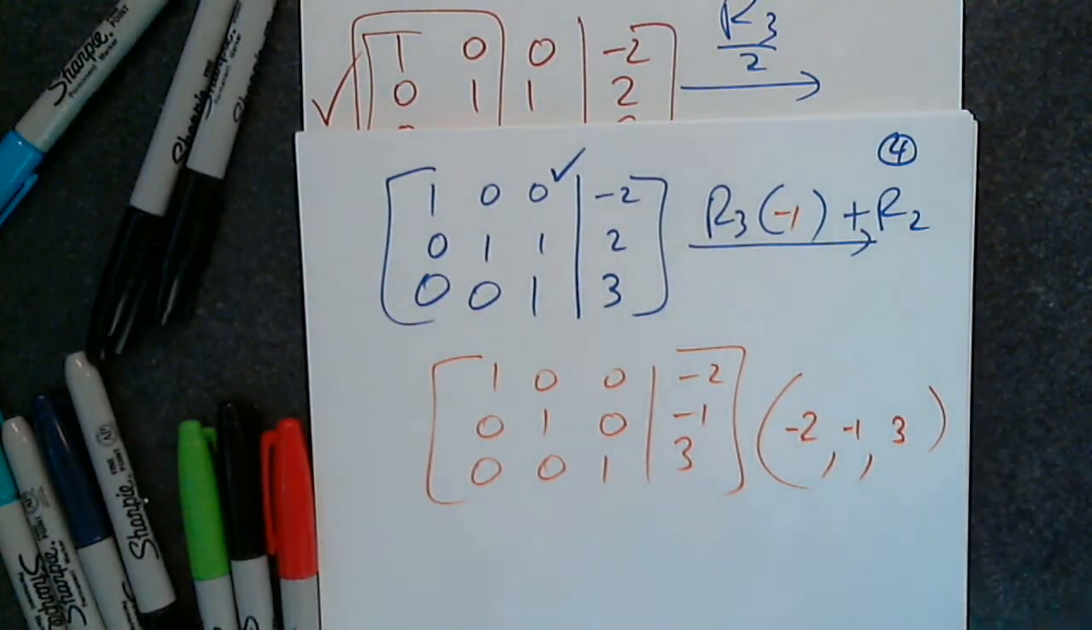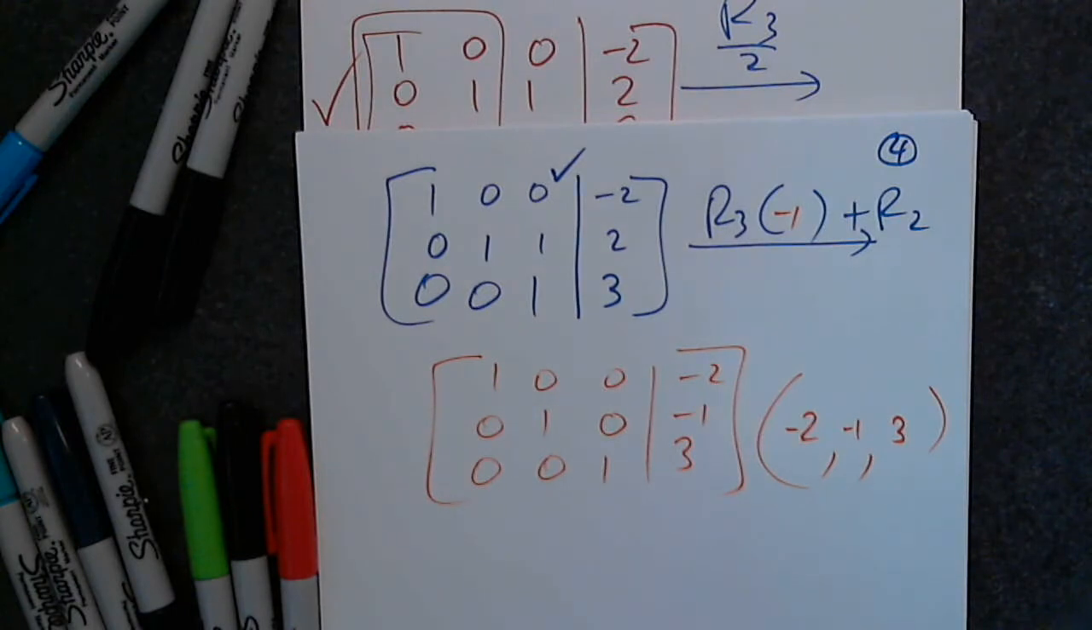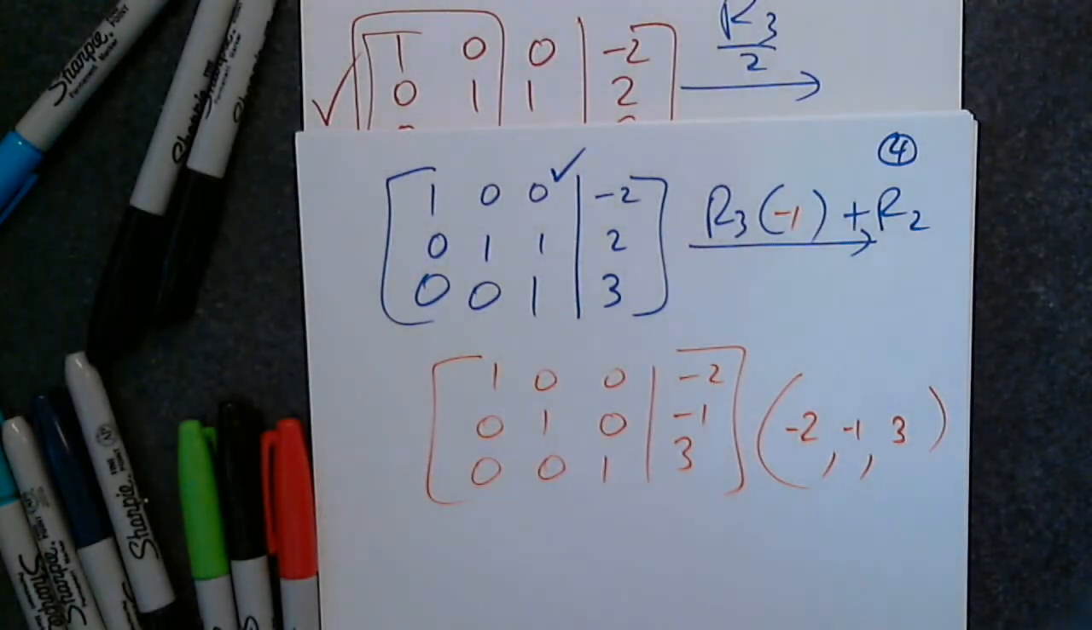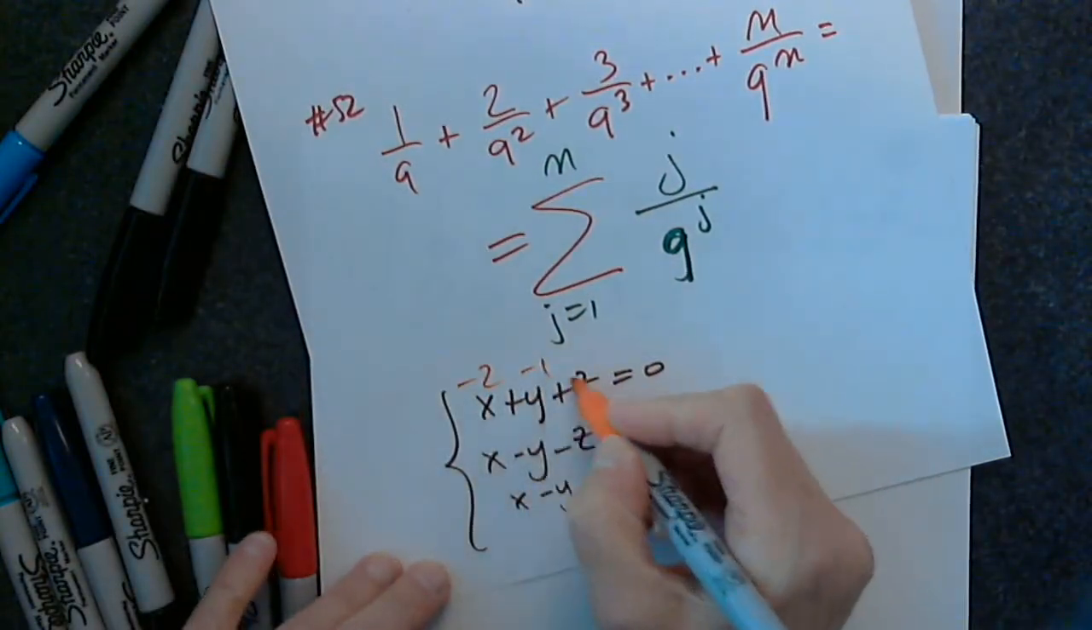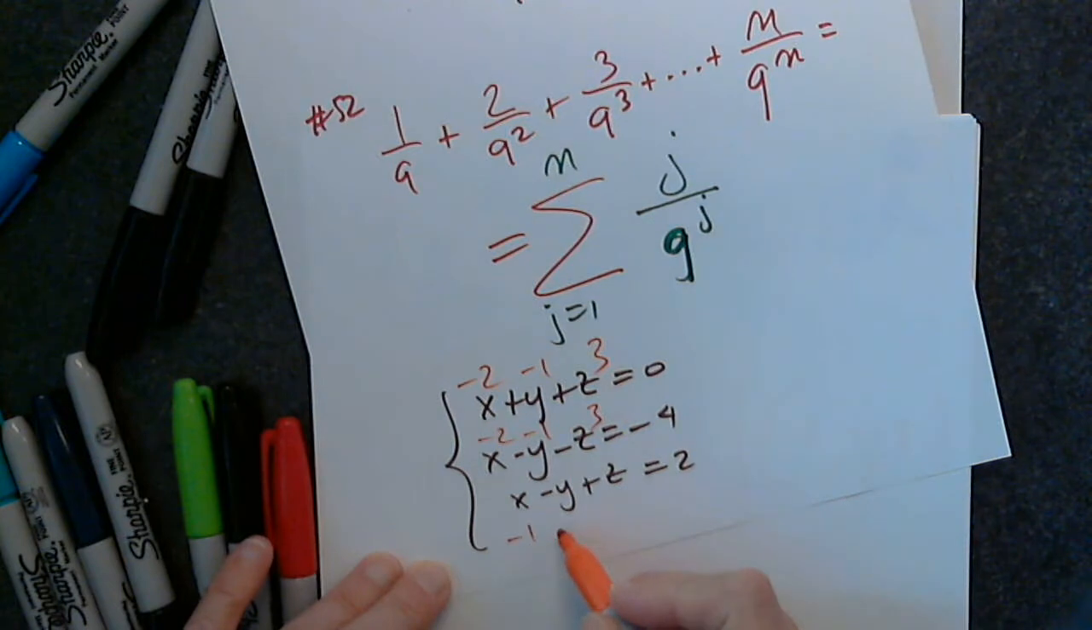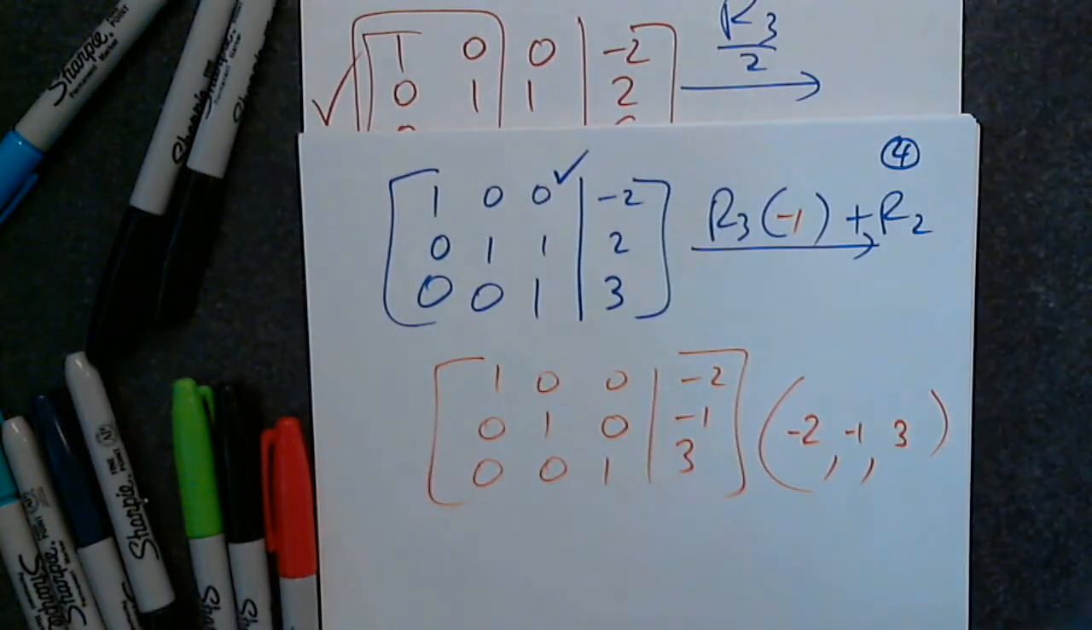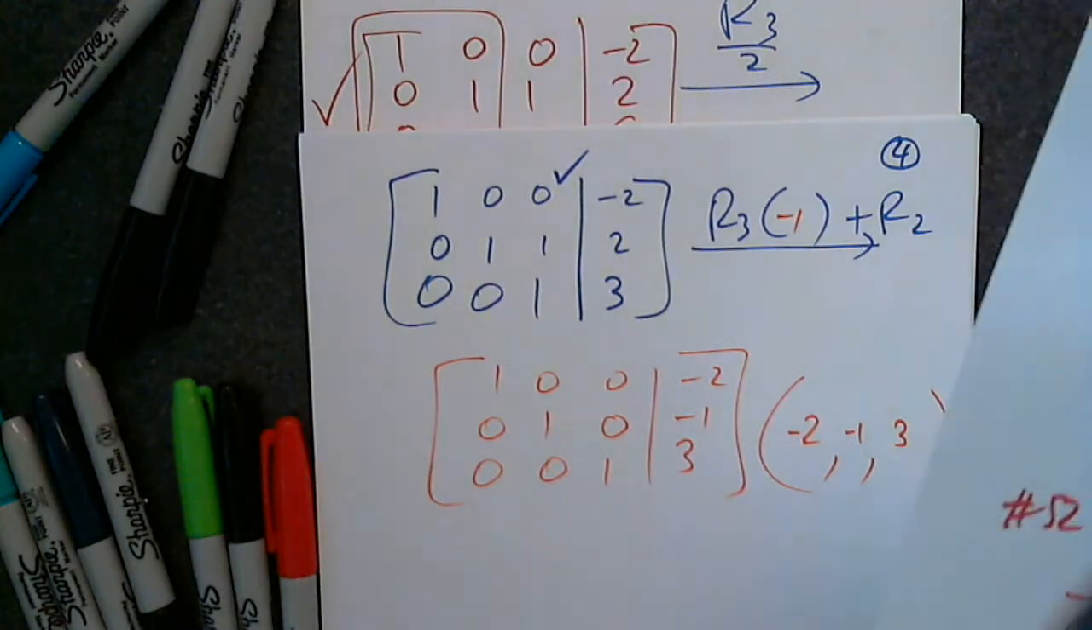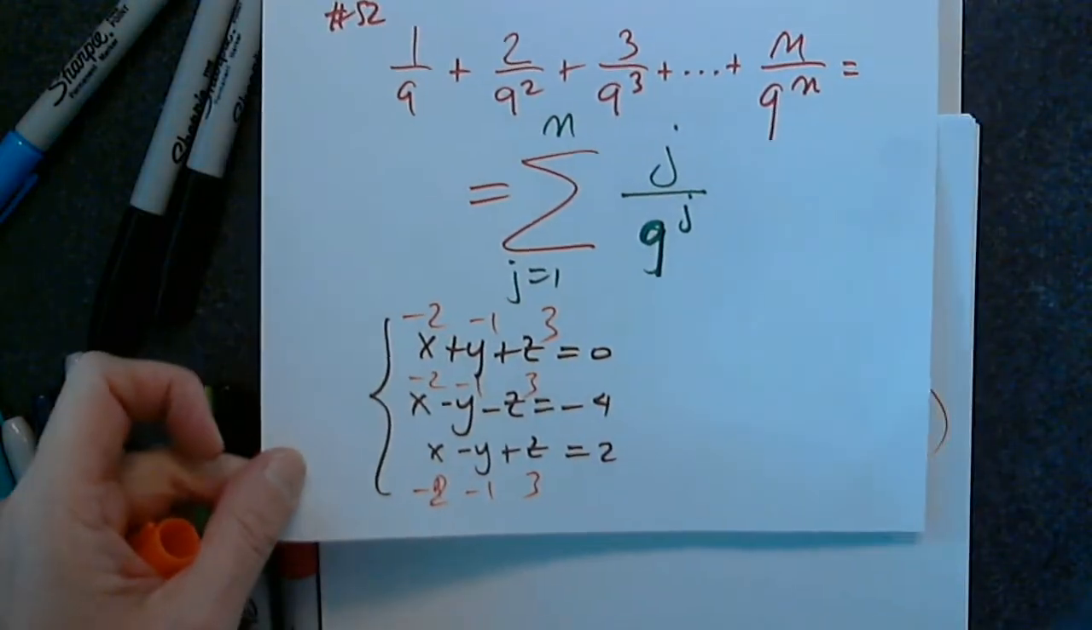So I'm hoping. I have no idea. I have to go back and check in the original problem. It's so easy to make a mistake. So I'm checking negative 2, negative 1, 3. Ready? Yes? Heather, are you okay? We got something else? No. You may be right. Till we check, we don't know.